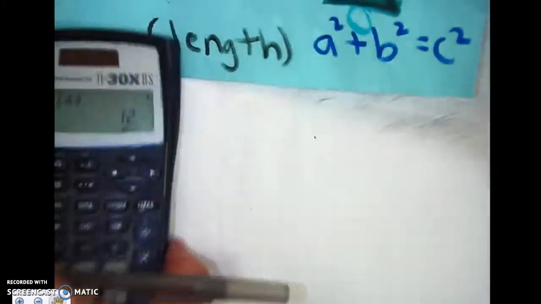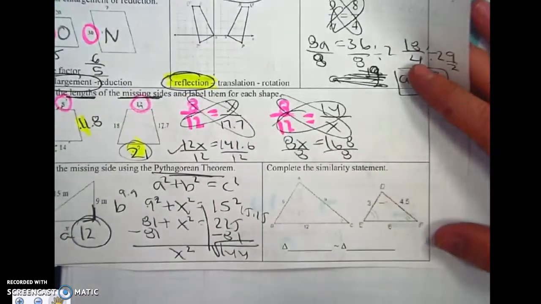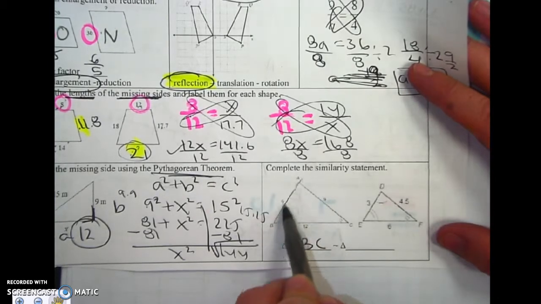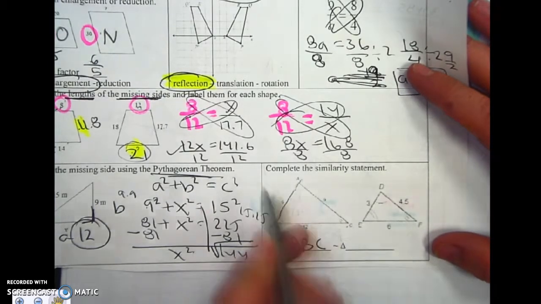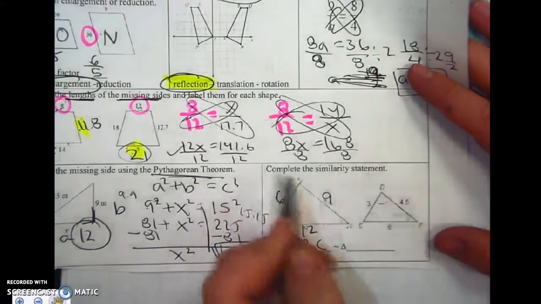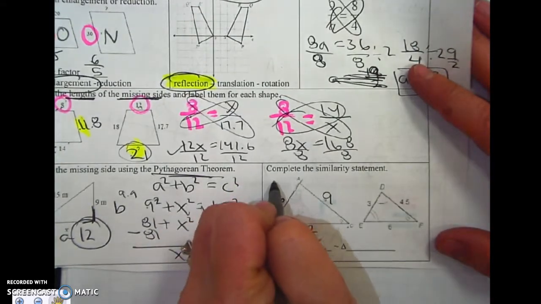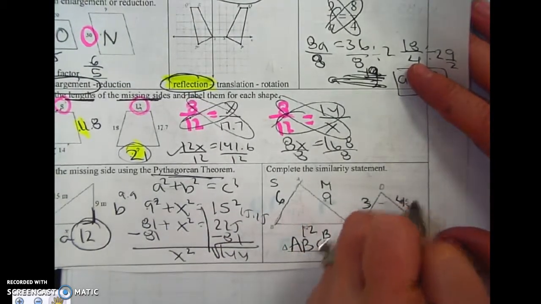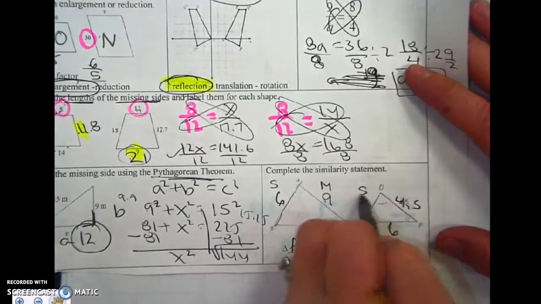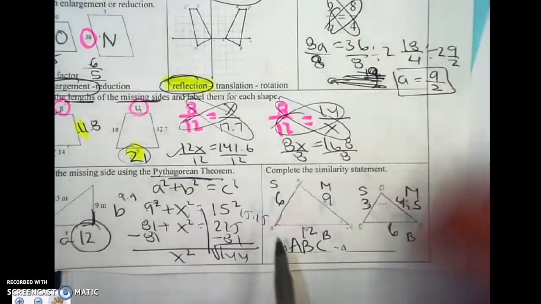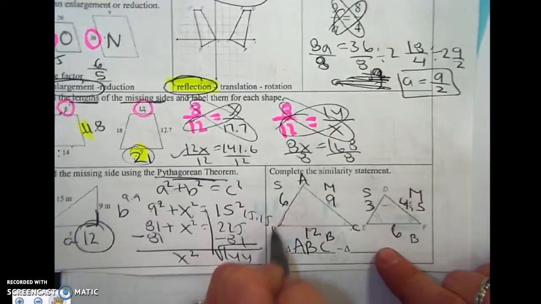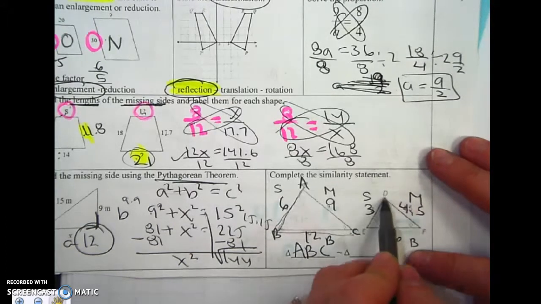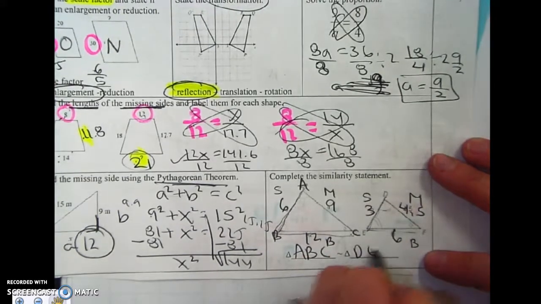Okay, last problem, complete the similarity statement. So we're saying we can start with whatever we want. Let's go A, B, C. So A, B, C. So that's 9, that's 6, that's 12, which means this is the smallest, this is the biggest, this is the medium. 3, 4.5, 6. This is the smallest, this is the biggest, this is the medium. So there's A, there's C, there's B. So it goes small, large. So small, large, D, E, F.